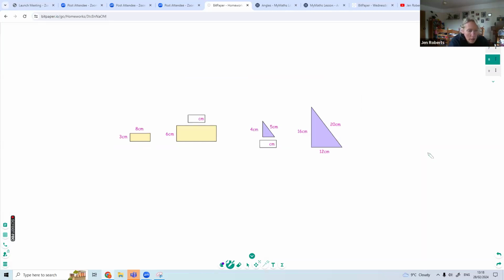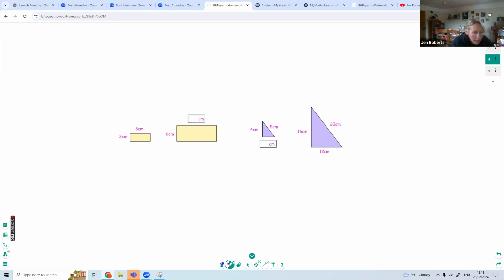Okay, so similar shapes. Similar shapes are shapes that have just been enlarged or reduced. It's got to be by the same scale factor. So let's just have a look at this first one. If you remember from the lesson on similar shapes, we need to get our scale factor first.